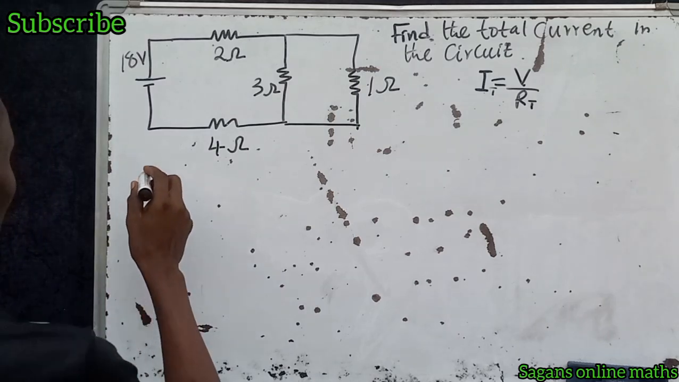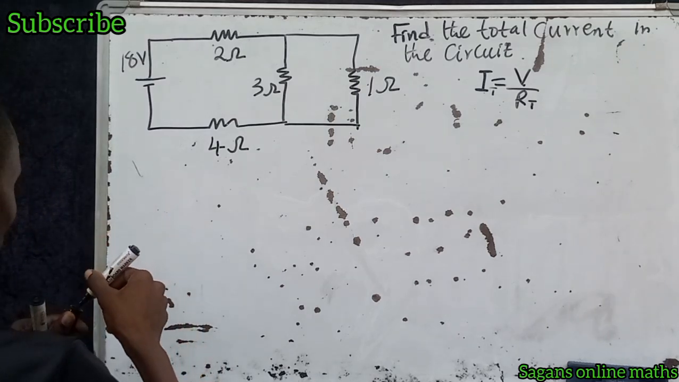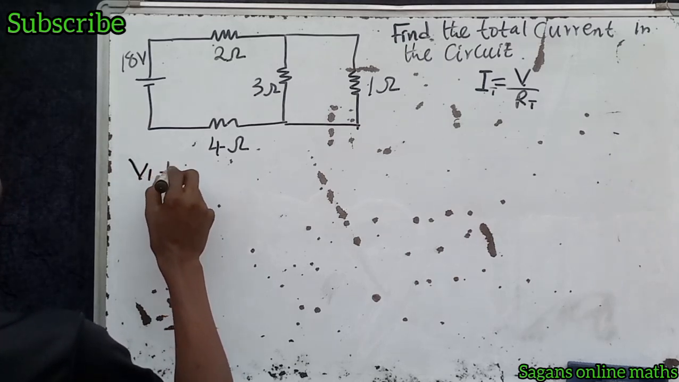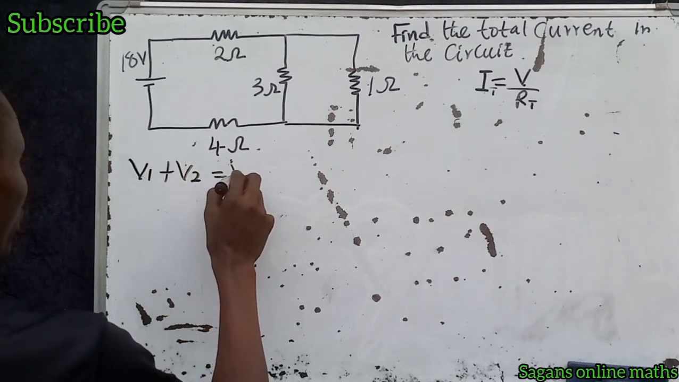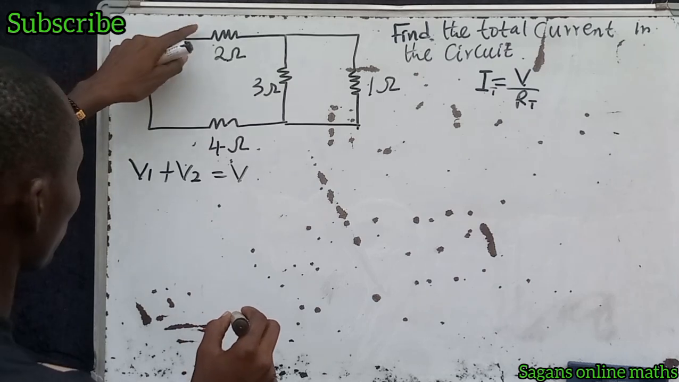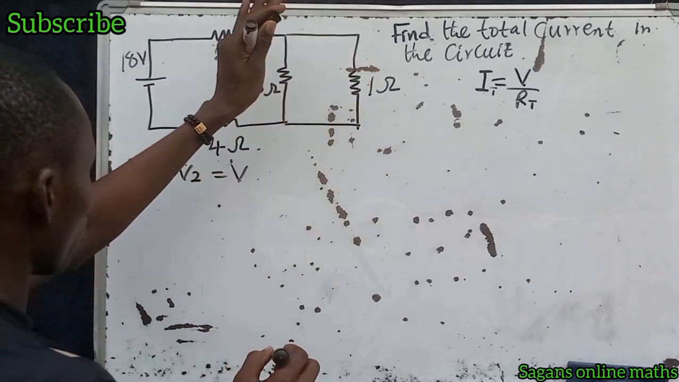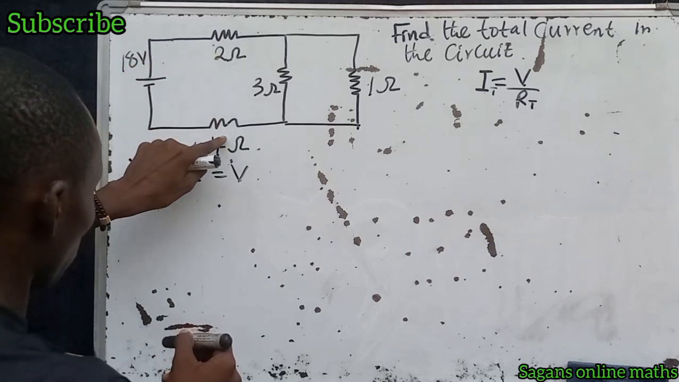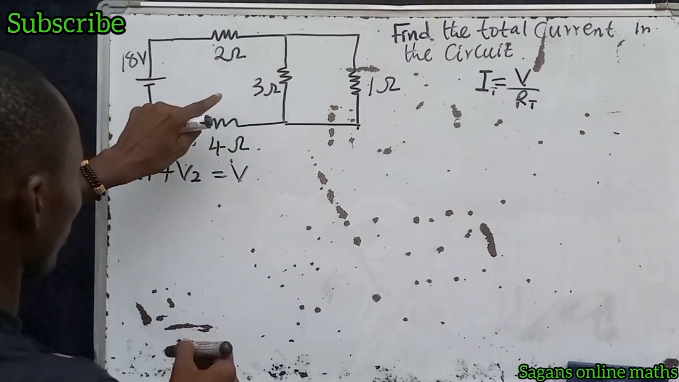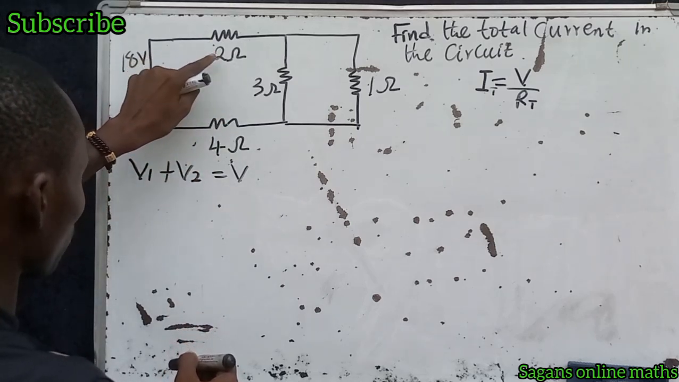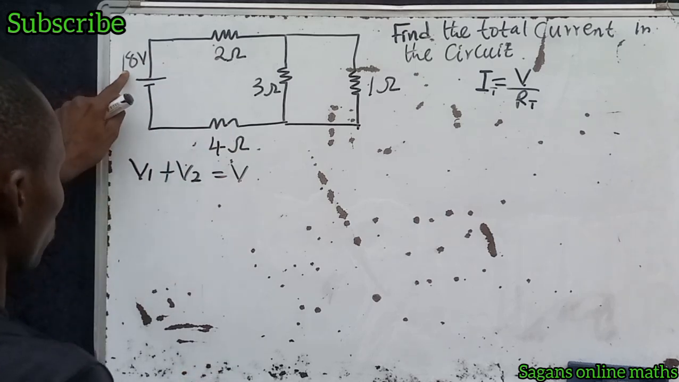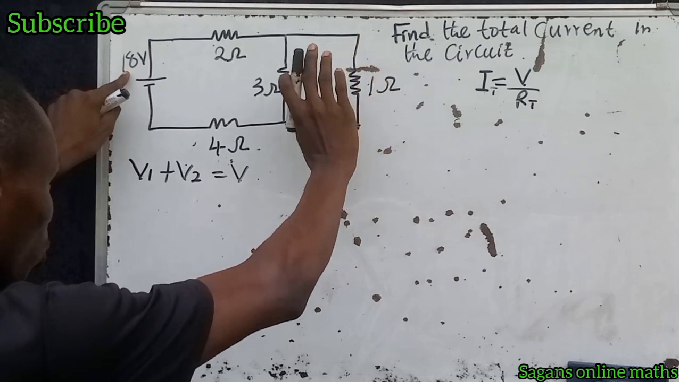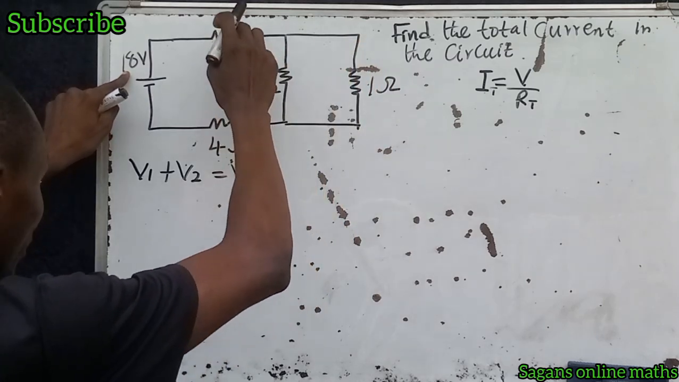It means that V1 plus V2 will be equal to V. If you consider these two resistors only, you are ignoring the parallel side, we are working on the series side. That means the voltage that flows here and the voltage that flows here will give us the total voltage in this circuit. We are ignoring this first. I'm coming to this, but I know I'm working with series first.